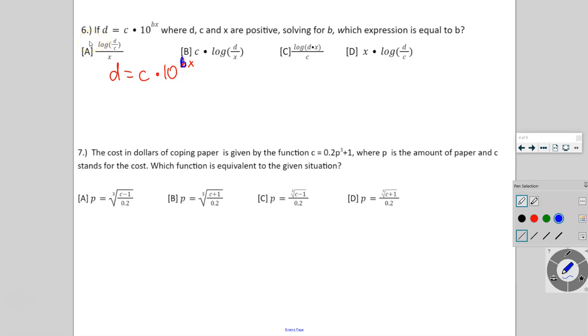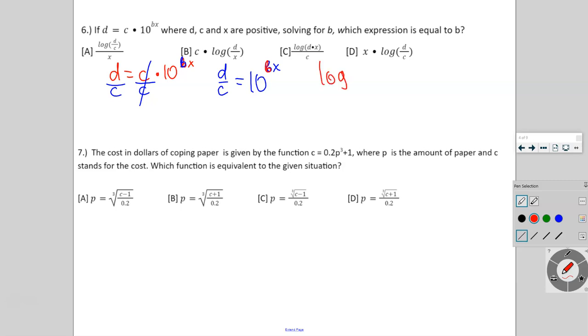So first, before I can do that, I have to move all the things around. I'm going to divide both sides by c to get rid of this c, so my exponent can be by itself. On the left, I get d over c now equals 10 raised to b times x. Again, I am solving for b. Now my exponent is by itself, I am ready to turn it into a log, okay?